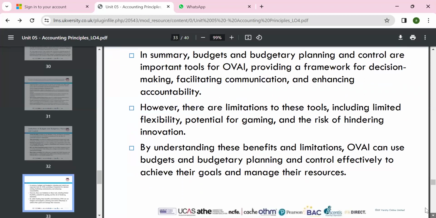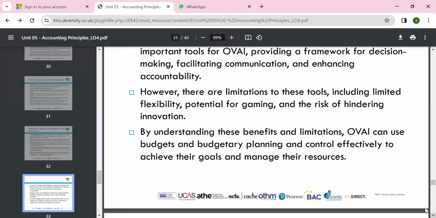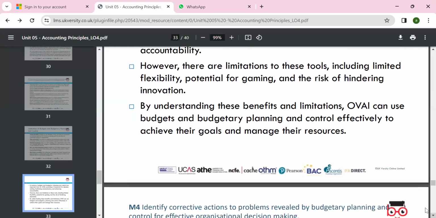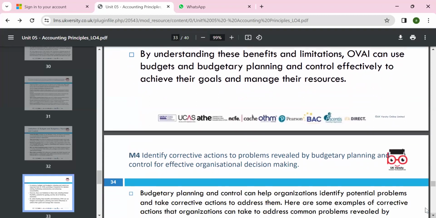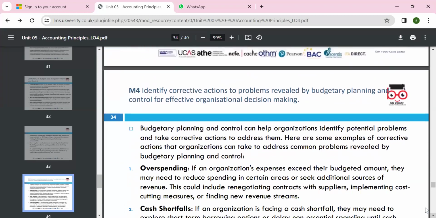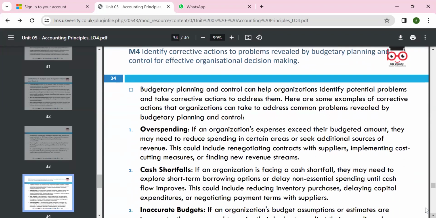However, there are limitations of the budget, so we need to understand both the benefit and the limitation. It is good to have a budget, but keep the limitation in mind. Then you have a merit criteria: corrective action. What corrective action can be taken by a company in light of the variance?